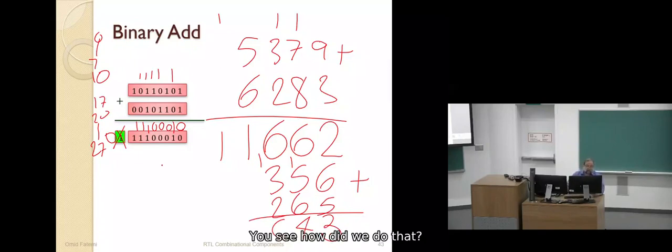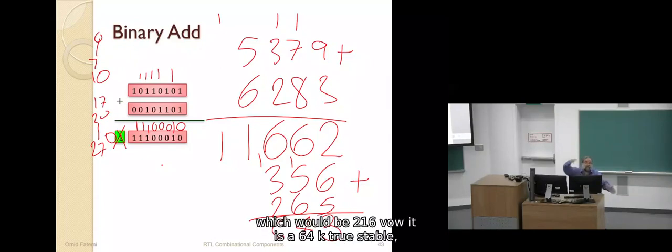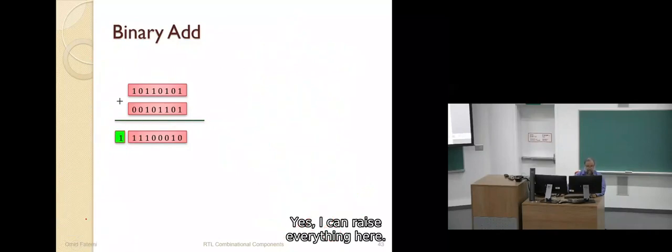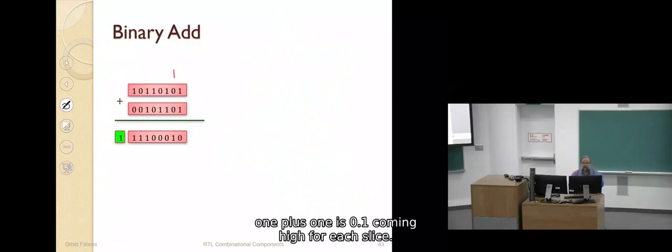So you see how we did that? If we would like to design a circuit for that, instead of going for the truth table, here even it is 16 inputs, which would be 2 to the 16. Wow, it is a 64K truth table, which we can never simplify. But we do something like this. Look here carefully. I guess I can erase everything here. So if you look here, for example, 1 plus 1 is 0 and 1 coming higher. For each slice, look at each slice.